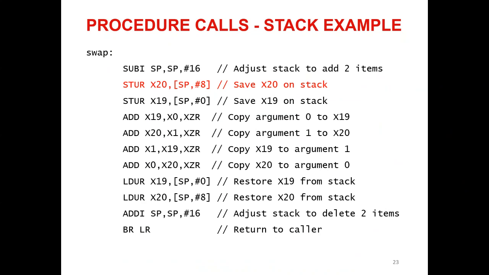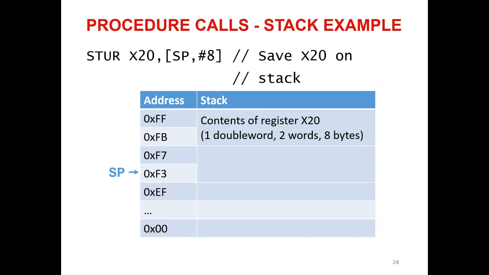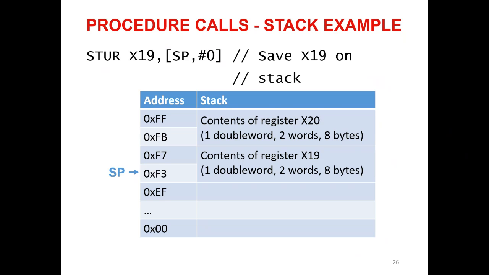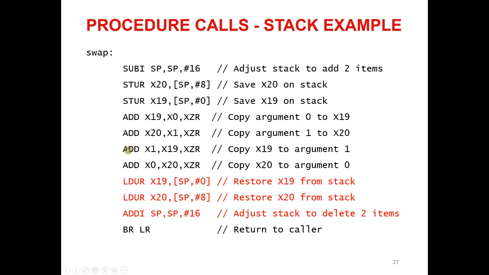Now I store the value of x20 on the stack with the store instruction we have already seen. Then with the next instruction I do the same with register 19. So I have everything stored in my program. I have all the variables that must be preserved stored in the stack. Now I can modify them if I want. Here in my program, I can do whatever I want, and in this case, I'm swapping the values.